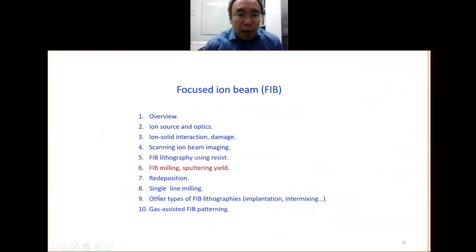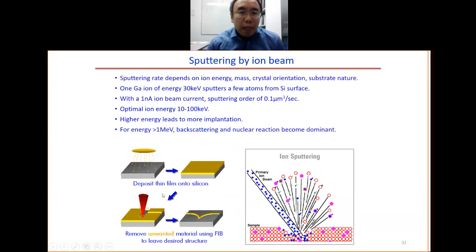So now let's look at ion beam milling. This one is much more important than the exposure of the resist. The idea is very simple. If you want to make a structure like this, you coat the film, like gold. You do the milling process, remove the material you don't want, and leave behind the material.